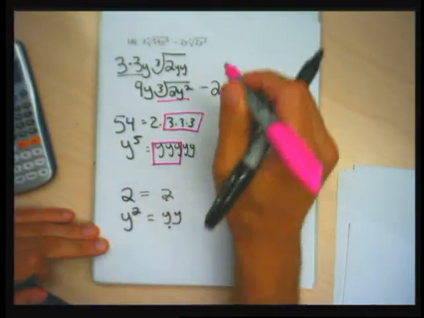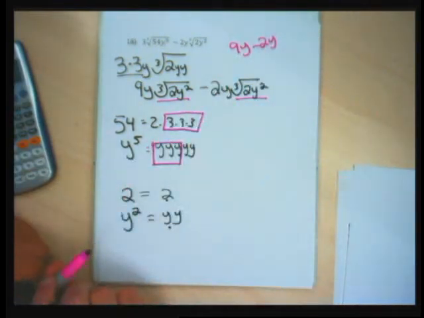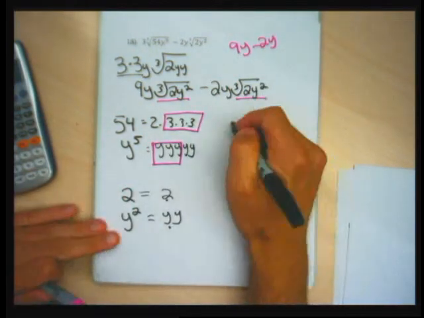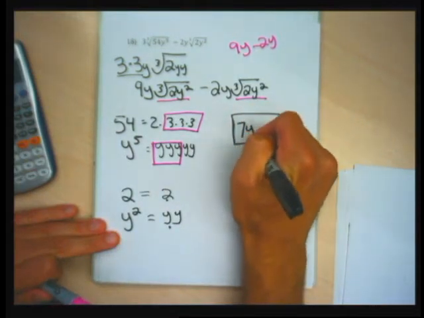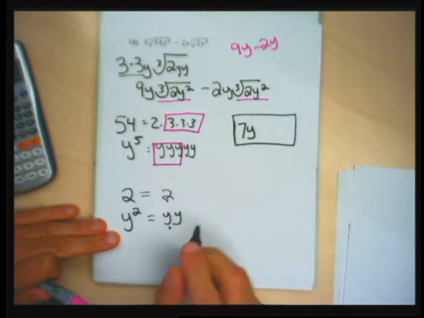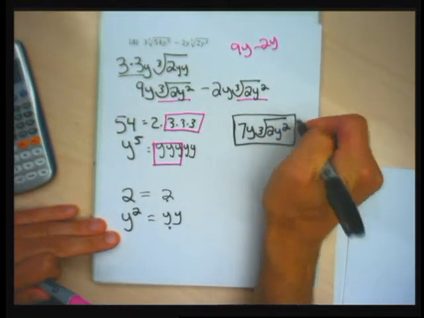So to finish up the problem, I just have to subtract 9y minus 2y. And when I subtract 9y minus 2y, I just subtract the 9 and the 2. The y's don't change. So for my answer, I'm going to get a 7y in front of the radical, and the radical part doesn't change when you're subtracting. It's going to stay the cube root of 2y squared.